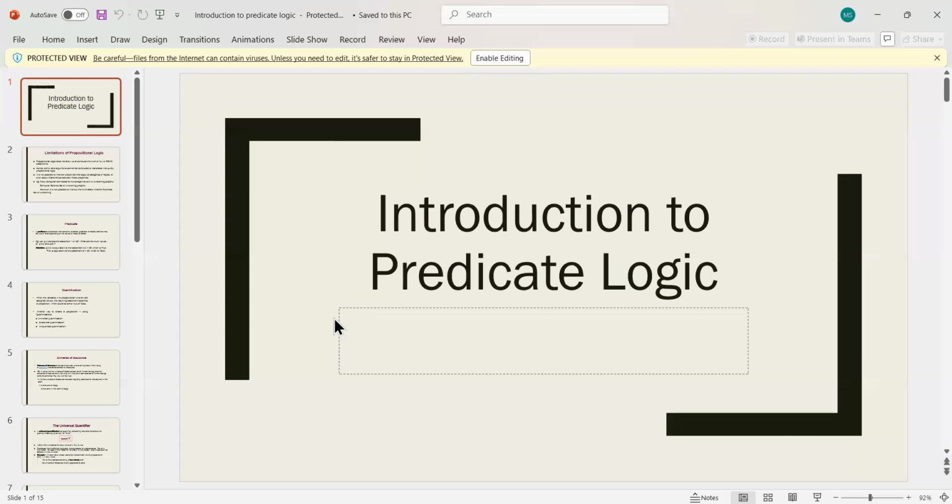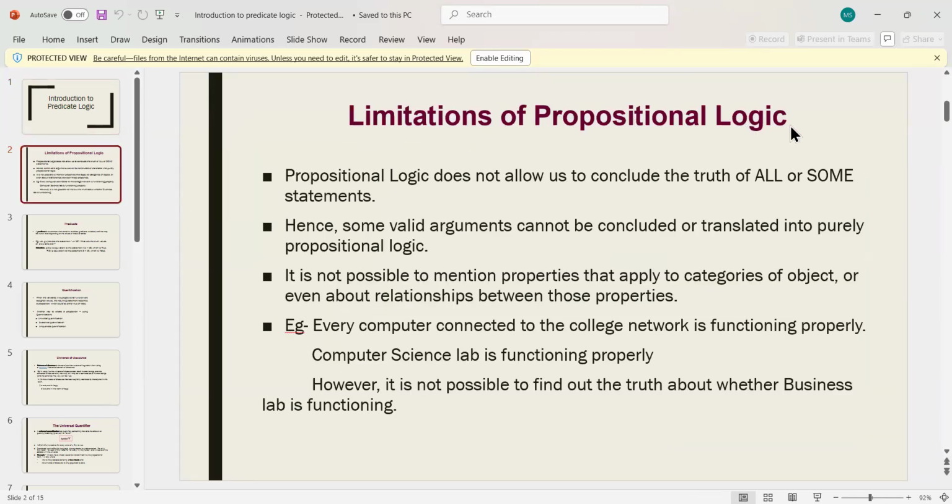Introduction to predicate logic. That is, limitations of propositional logic. Propositional logic does not allow us to conclude the truth of all or some statements. Hence, some valid arguments cannot be concluded or translated into purely propositional logic. It is not possible to mention properties that apply to categories of objects, or even about relationships between those properties.